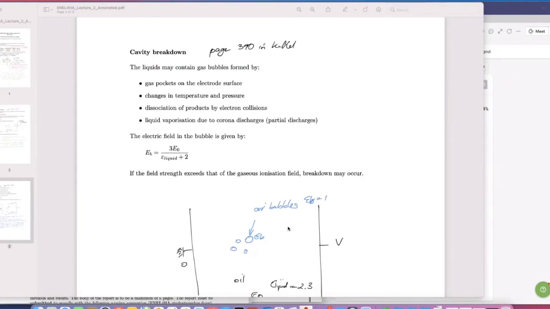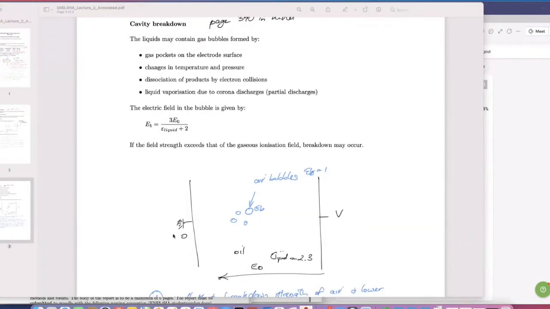The second breakdown mechanism that we'll look at is cavity breakdown. You even saw in that video, or maybe it wasn't clear, but there were little bubbles that came out. So liquids can contain gas bubbles, gas pockets on the surface. There could be changes in temperature and pressure. There could be dissociation of products by electron collisions. There could be liquid vaporization due to corona charges or partial discharges.